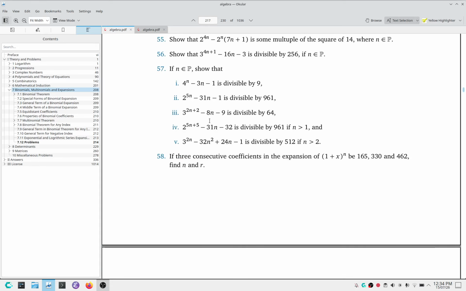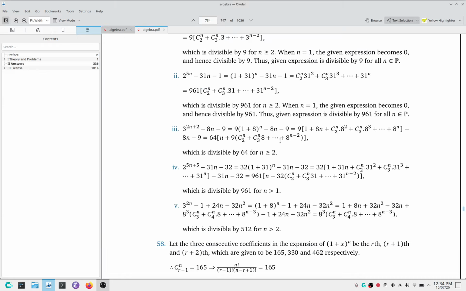The next three problems are similar. We have this to be divisible by 64. 2 to the power 5n plus 5 minus 31n minus 32 is to be divisible by 961. And 3 to the power 2n plus 2 minus 8n minus 9 is divisible by 64. So all these problems are similar in nature.